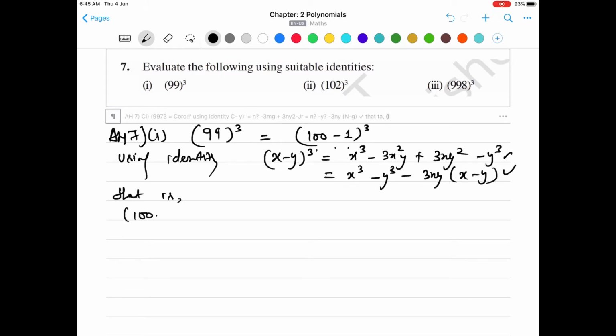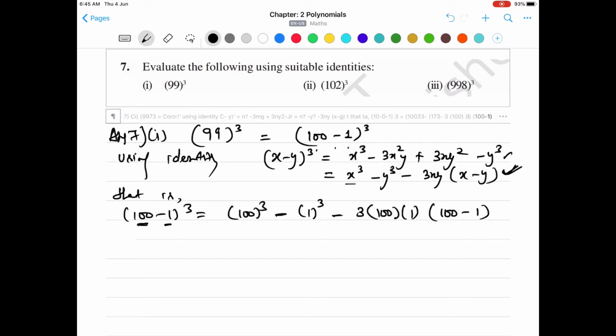Okay, so write that this 100 minus 1 whole cube will be, we will use the second part of this identity. So this is x cube, where x is 100 and y is 1. So we have x cube, that means 100 cube. Then we have minus y cube, y is 1, that means 1 cube. Then we have minus 3 into x into y, x is 100, y is 1. Then we have x minus y, x here is 100 and y is 1. So 100 cube will be, zeros will be now 6 times: 1, 2, 3, 4, 5, 6.